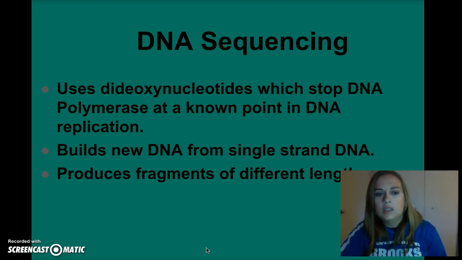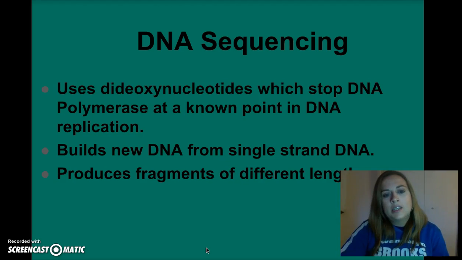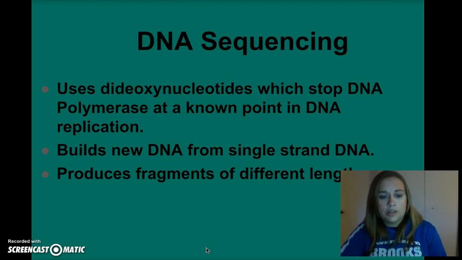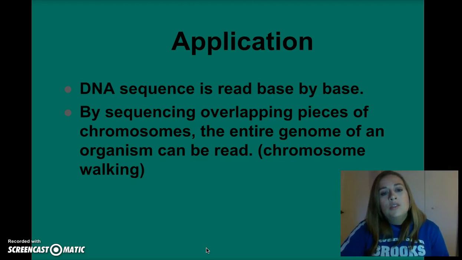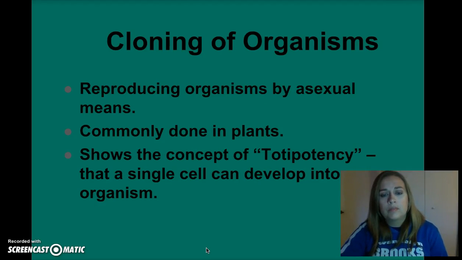DNA sequencing uses dideoxynucleotides, which stop DNA polymerase at a specific point in DNA replication, and it will build new DNA from a single strand of DNA, and it will produce fragments of different lengths. So this is important because it's read base by base, so you can look at overlapping pieces of chromosomes and essentially get an entire genome of an organism that can be read.